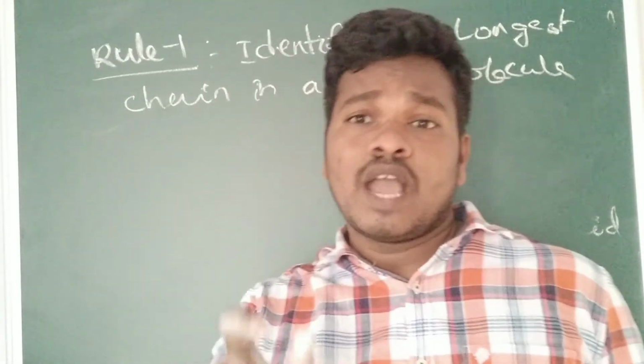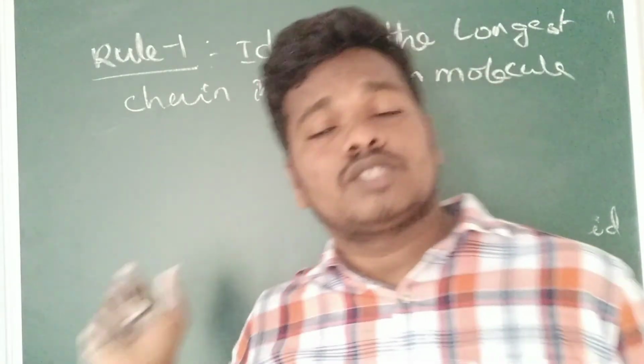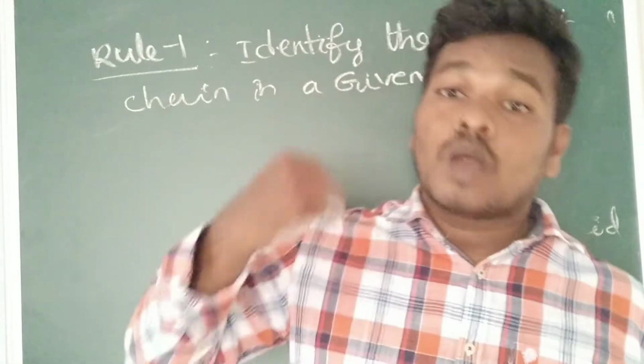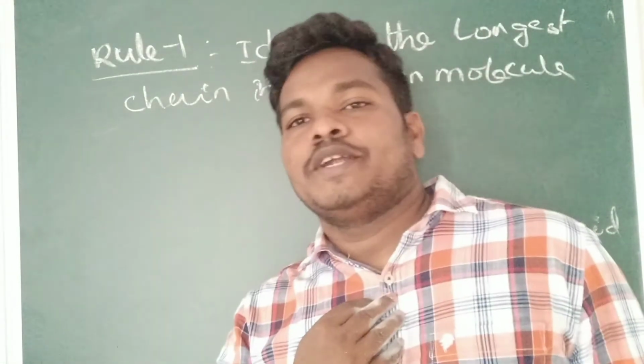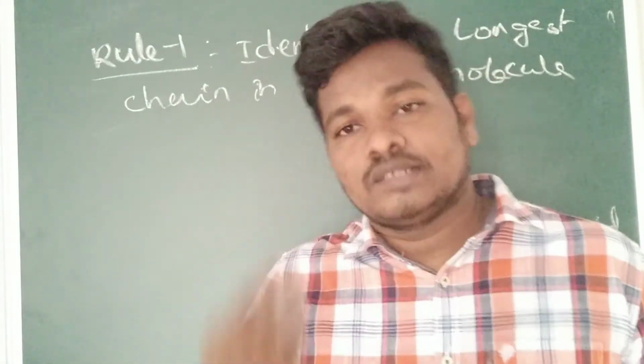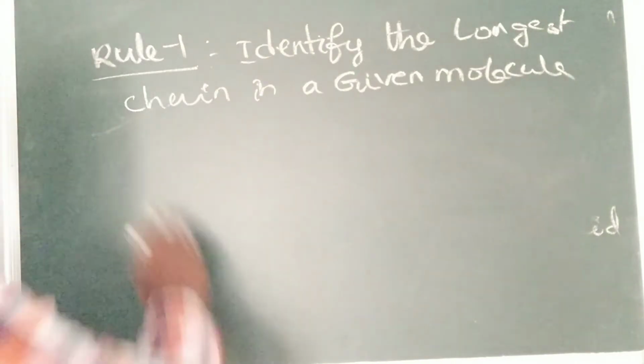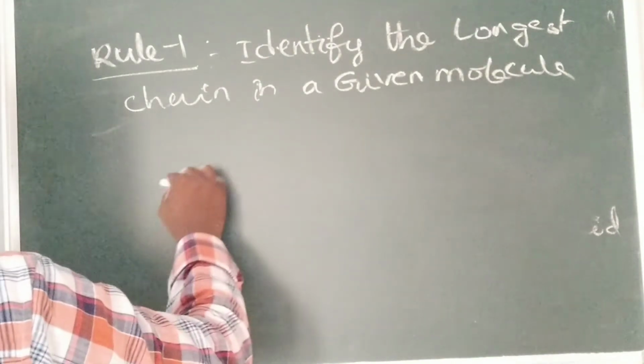First we have to identify the longest chain. That means the chain with the most carbons, we have to identify. That is called the principal chain, also called the long chain. This is the initial step we have to do. This only we have to do. So now you can see one example.